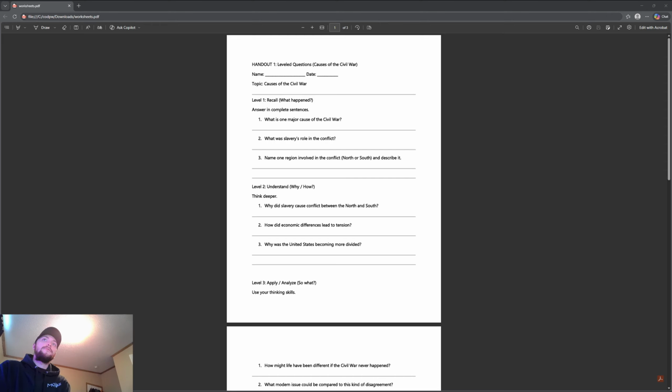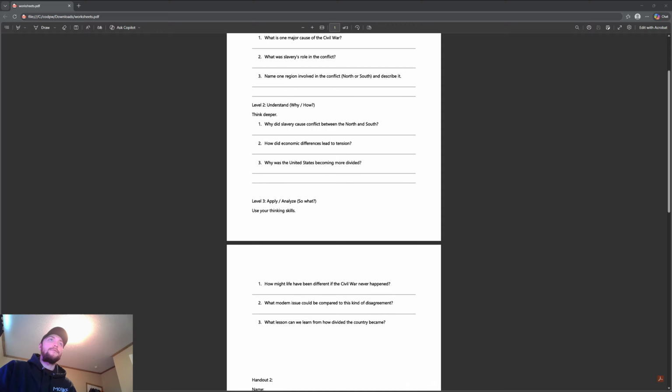What was slavery's role in the conflict? It was the main issue that divided the country, and the South wanted to keep it, and the North mostly wanted to end it. That's a great answer. What's one region involved in the conflict? Okay, great. The North was more industrial, had factories, and supported ending slavery.